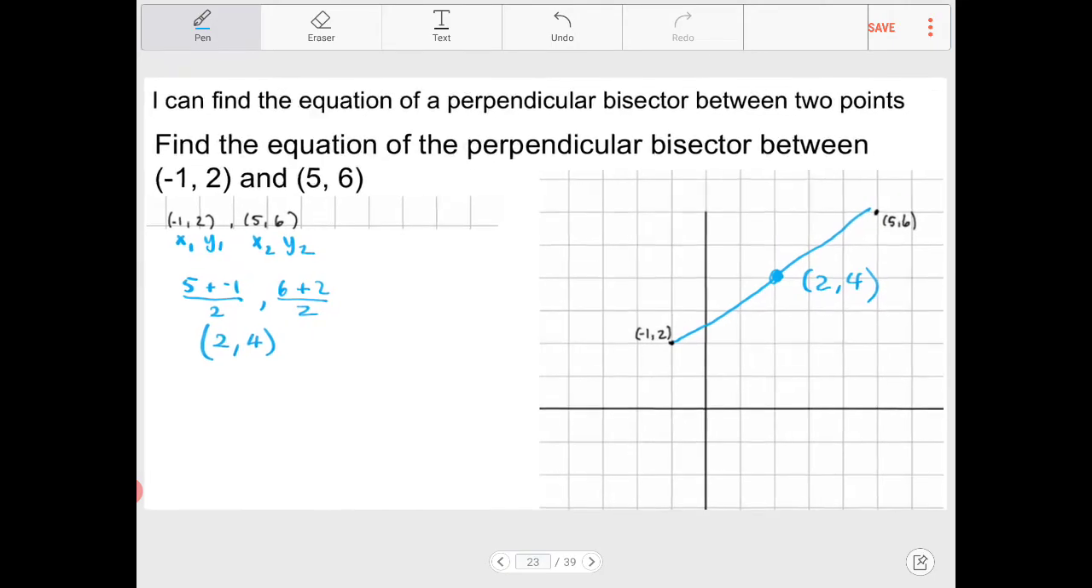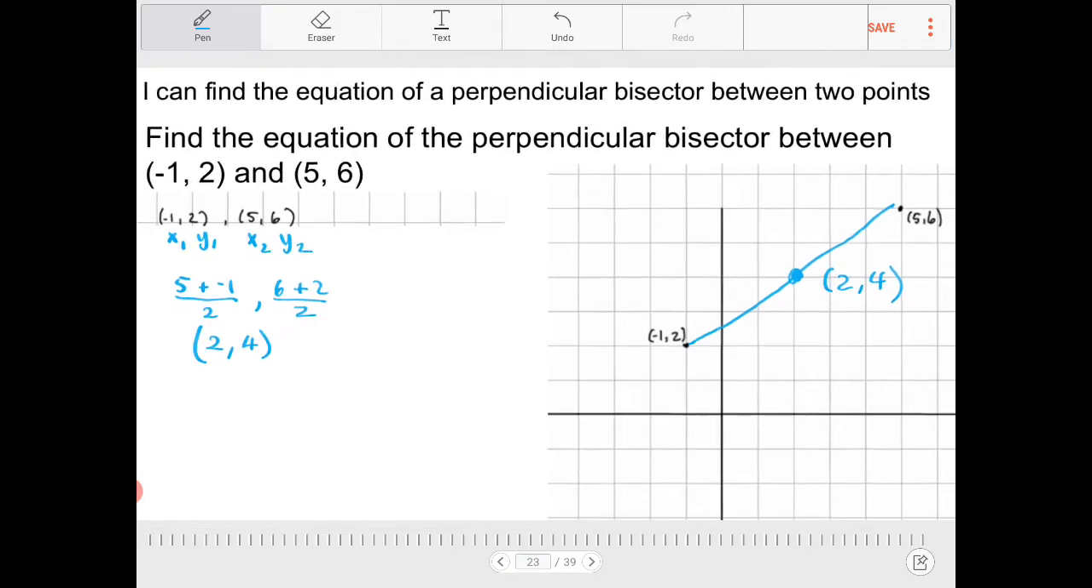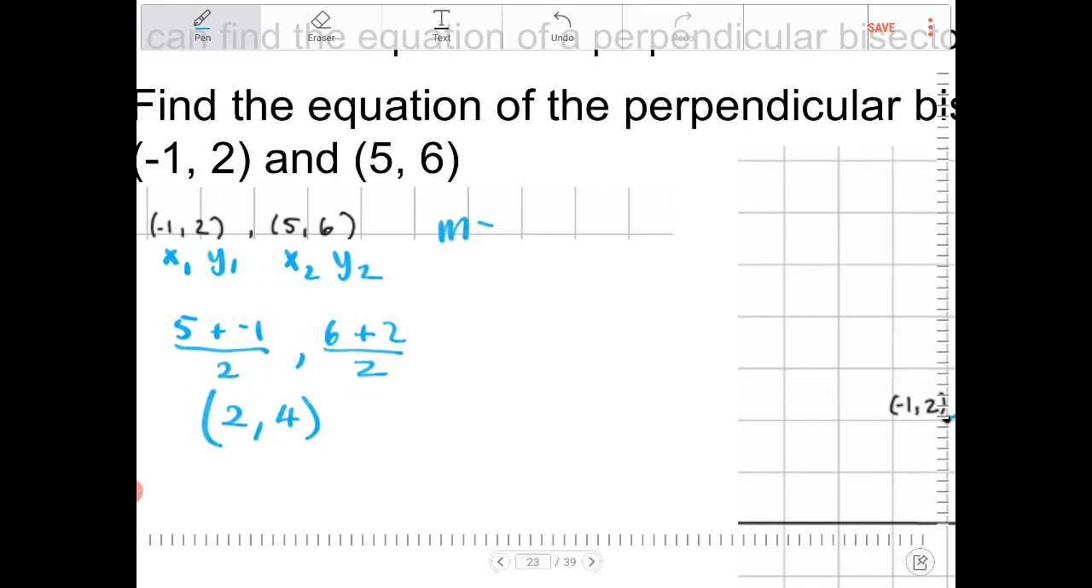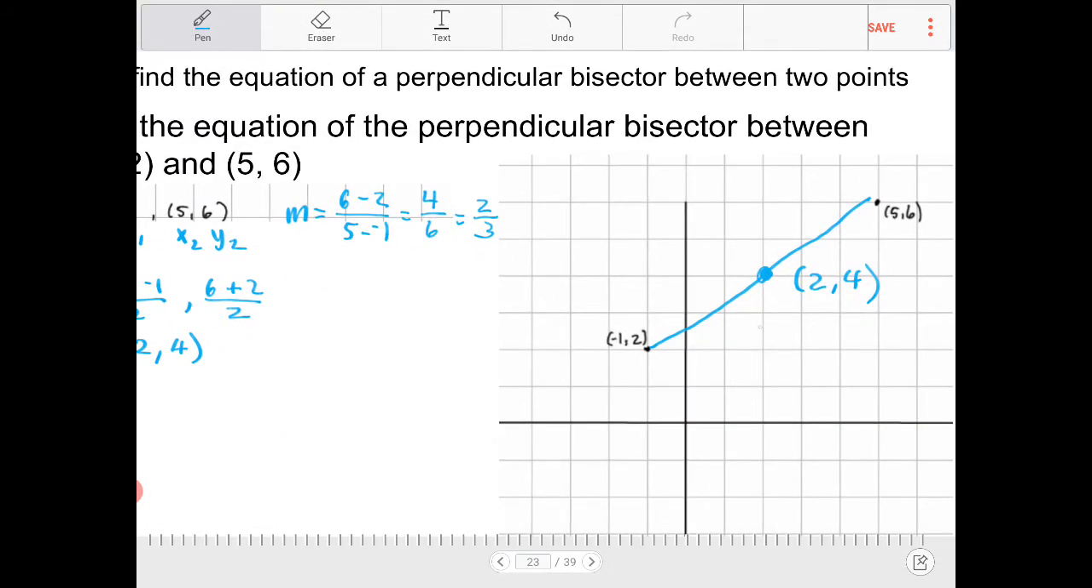The next thing that we need to do is find the equation of the perpendicular bisector. Now look, the slope between these two points, what is the slope? The slope is change in y over change in x. So it's 6 minus 2 over 5 minus -1. This is going to be 4 over 6, or really it's 2/3. Did I know that also just by drawing this? Of course we did, because you can go over 3 and up 2. Yeah, it's the slope of 2/3.